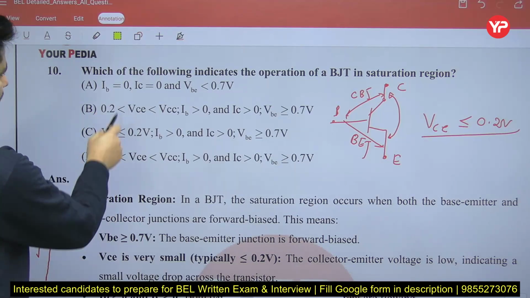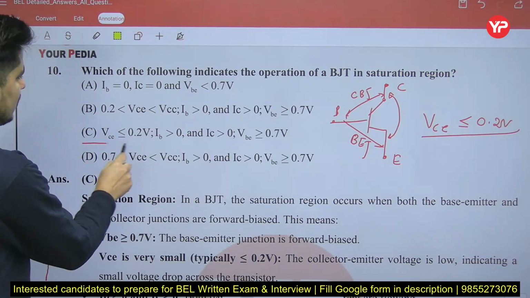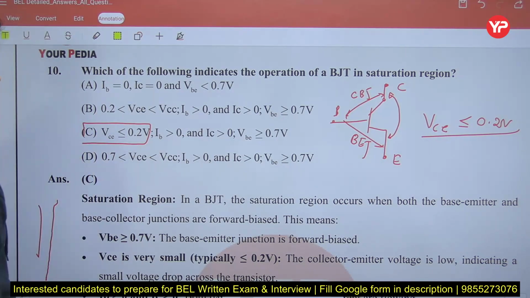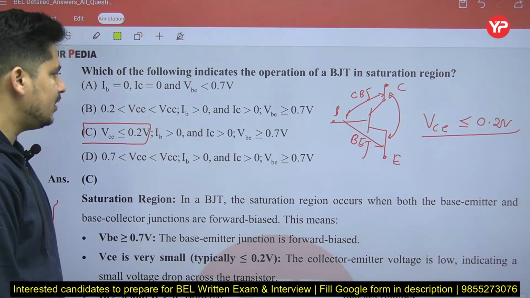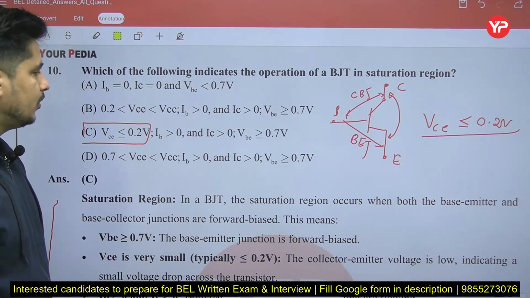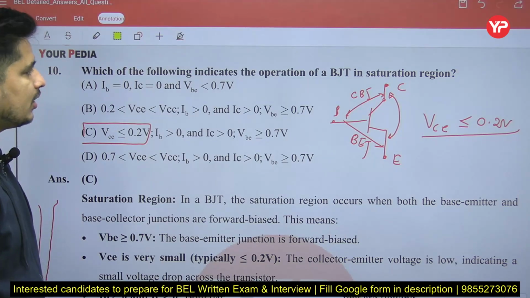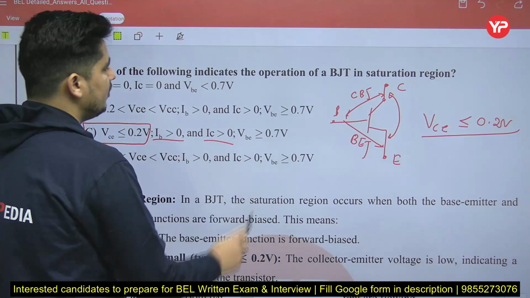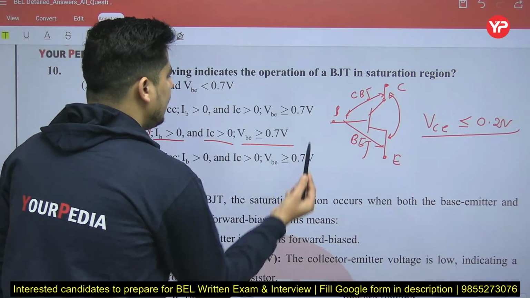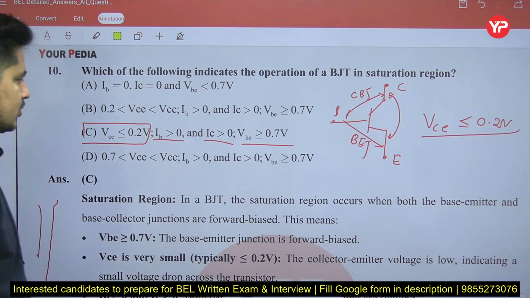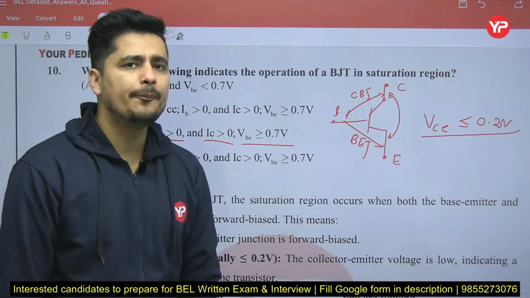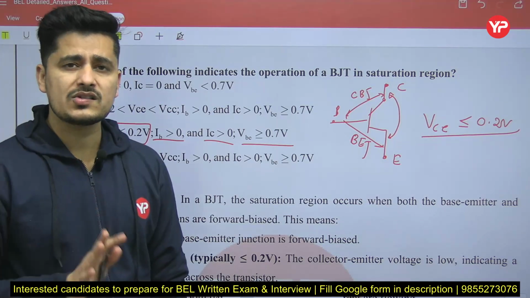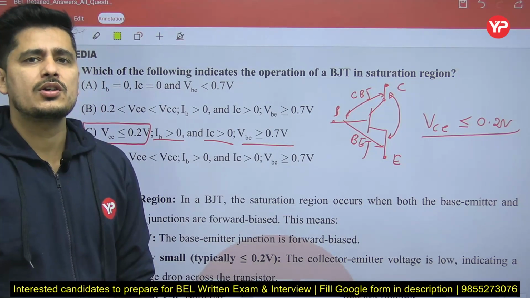So you can check from the answers; this answer is correct, because VCE is less than 0.2 volt, and IB should be greater than 0, because both the junctions, collector to base and base to emitter, are forward bias. So IB will be greater than 0, IC will be greater than 0, and VBE will be greater than 0.7 volt.